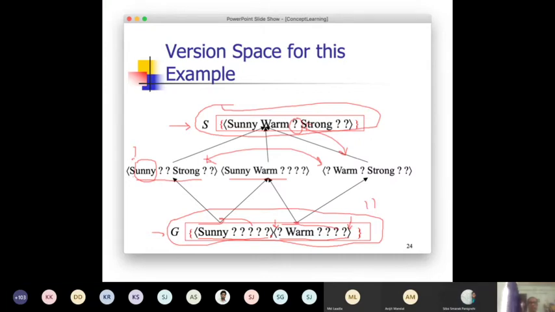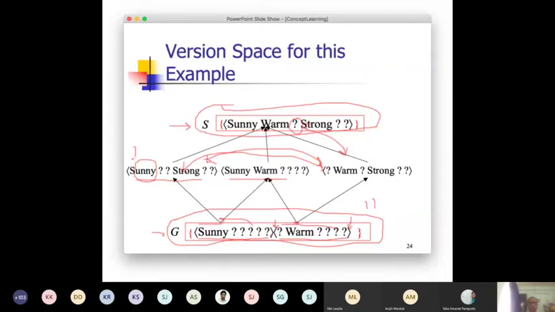See, in G, they should be more general. In the lattice structure, they should be more general than G. Not exactly. All the hypotheses in G are not related to each other by the ordering relation. If you want a more general hypothesis for these two, that should also be there.